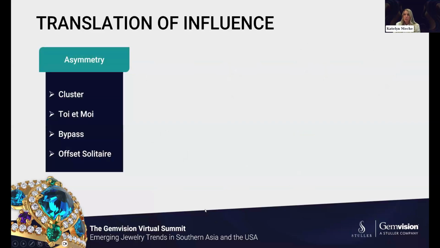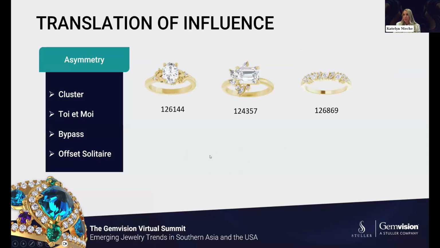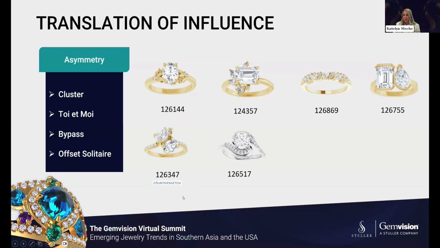So the next one we'll talk about is asymmetry. When I'm talking about cluster, you get that same nature influence here as well. So you have some leaf details, as well as some fancy stone shapes, making that floral leafy look, as well as just overall clusters within diamond bands. Additionally, we have the two-stone looks, as well as a bypass look. So here's a mix of that two-stone bypass look, similar to that style that Avinash showed us, but in an everyday style that you can wear on your finger every single day.